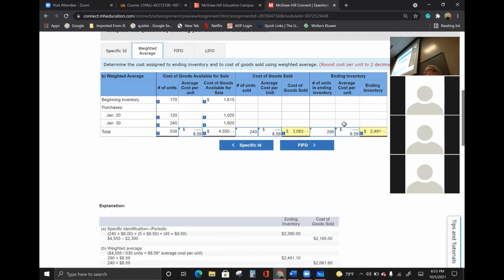Okay, so I don't have to do it, I'm doing periodic, so I know that I'm looking at the end. So you want to make sure you set it up this way so you're not going through and trying to figure out an average for each one. That would be perpetual.